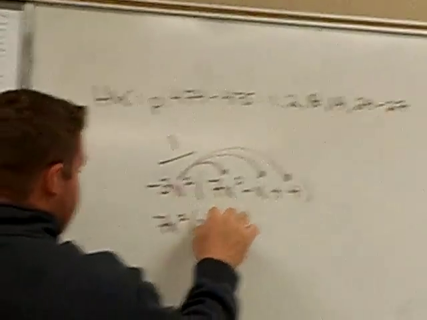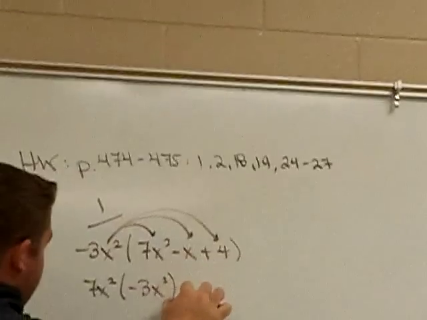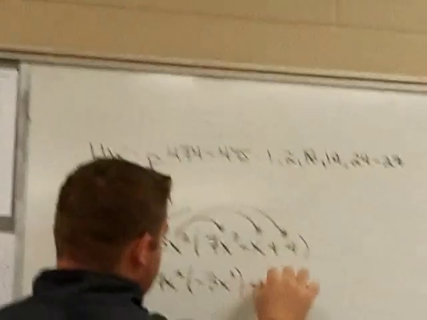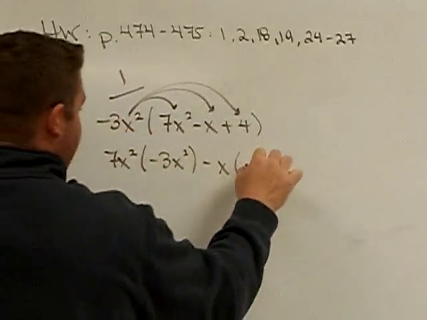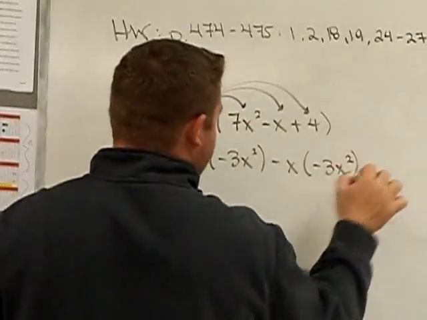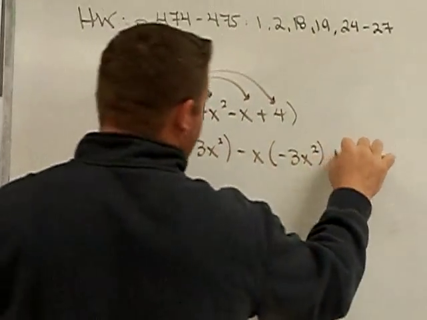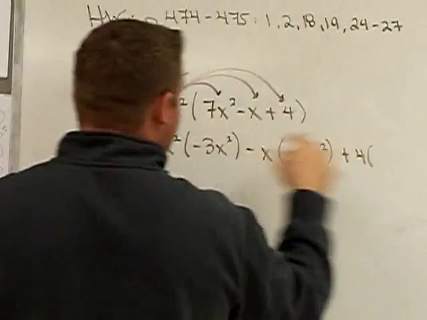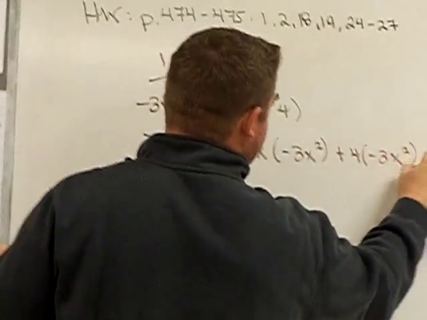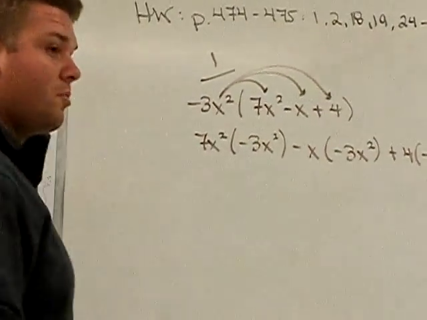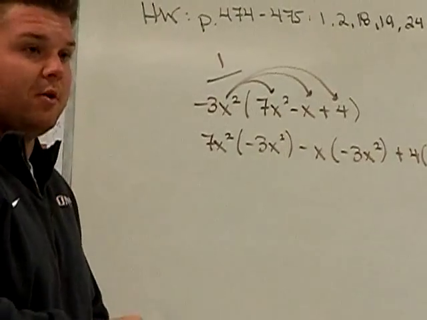by the monomial outside, negative 3x squared. The second term, negative x, by the monomial, negative 3x squared. Last term, plus 4, by the monomial, negative 3x squared. Now you just multiply. Now it just goes back to multiplying exponents, right?